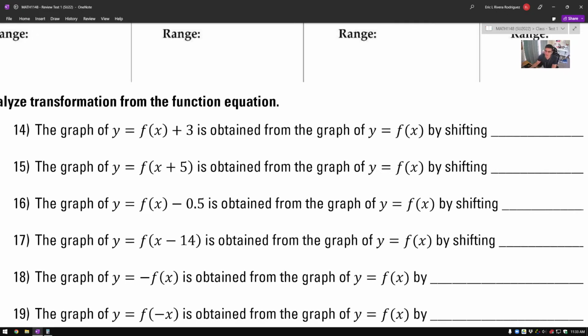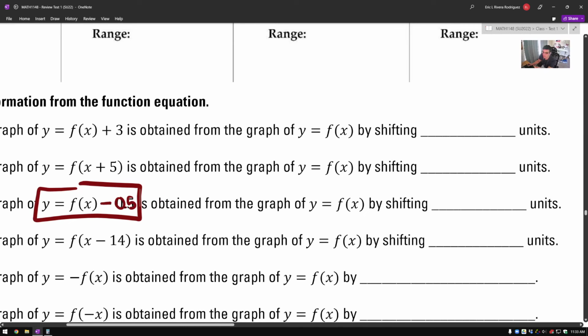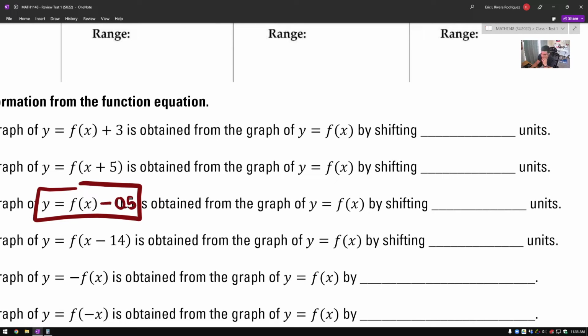Okay, perfect. So this is very similar to the one that we already worked. We have the parent function f of x, and then we are subtracting 0.5 from the parent function. So the graph of f of x minus 0.5 is obtained from the parent function f by shifting. This is the output group, and we are subtracting.